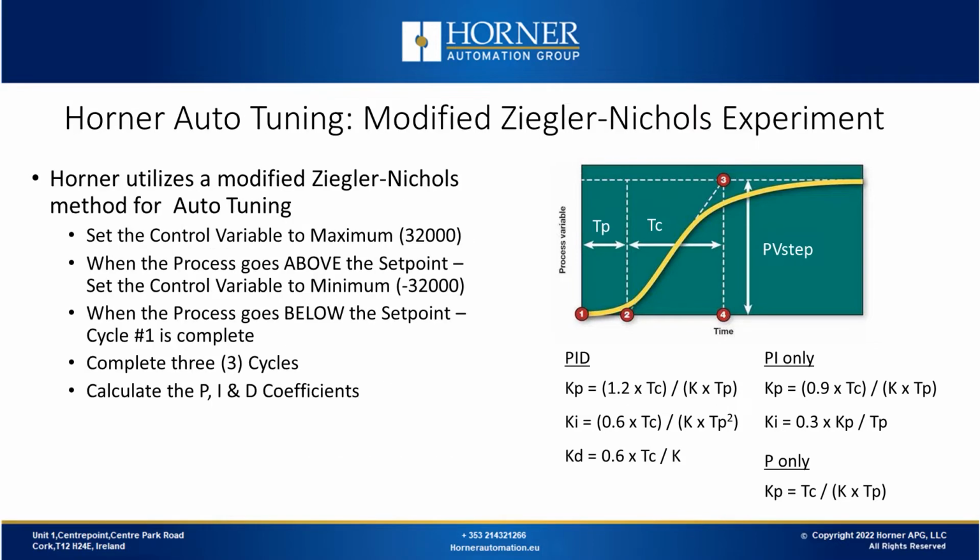Now let's look at the process that's used for auto-tuning with our PID algorithm. That's a modified version of the Ziegler-Nichols method. First, the control engineer puts in an appropriate set point value for the experiment. The first thing that happens is the OCS sets the control value at maximum, which drives things up towards the set point. As soon as it exceeds the set point, that control variable is driven to minimum or minus 32,000, causing it to drop below the set point.